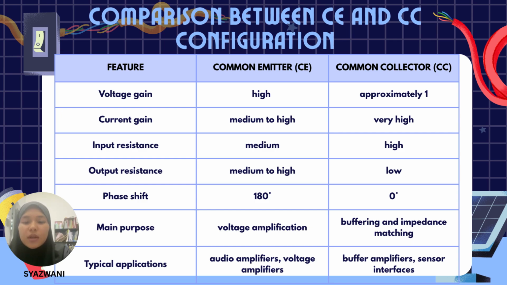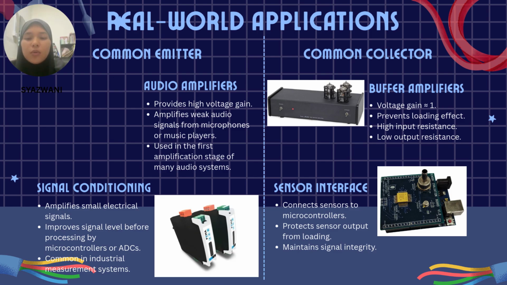Another important difference is the phase relationship. The common emitter output is inverted by 180 degrees, while the common collector output remains in phase with the input. Therefore, the common emitter is mainly used for voltage amplification, while the common collector is mainly used for buffering and impedance matching. So for real-world applications, first for common emitter, audio amplifier.